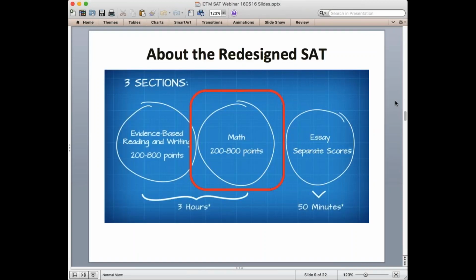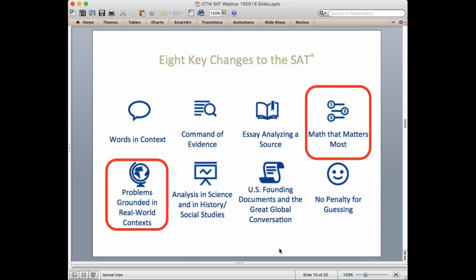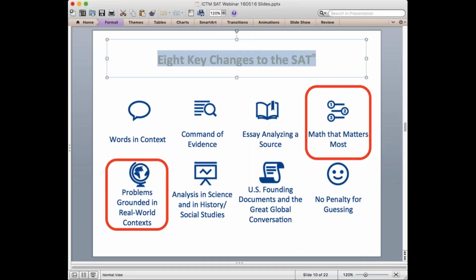On the next slide, this is just a reminder that the scale is changing. So the redesigned SAT, whose first administration was in March of this year, reports the math score on the scale of 200 to 800, which is different from previous administrations. You can go to the next slide. I'm going to talk in more detail about these things, but these are 8 key changes that we've been talking about since 2014, and I'll talk about more of them on the next slides.